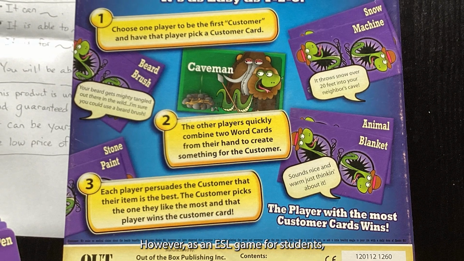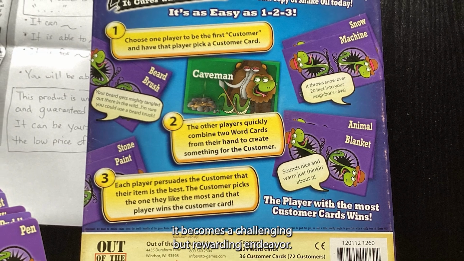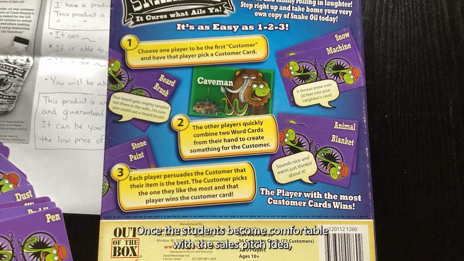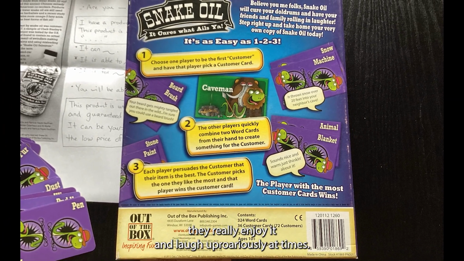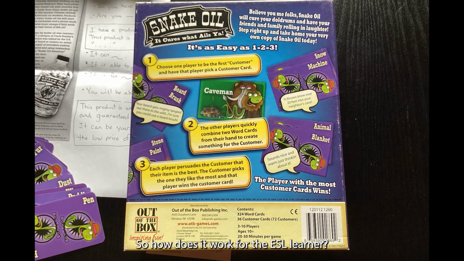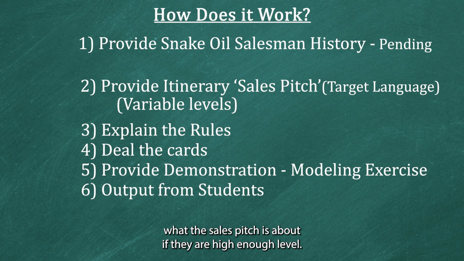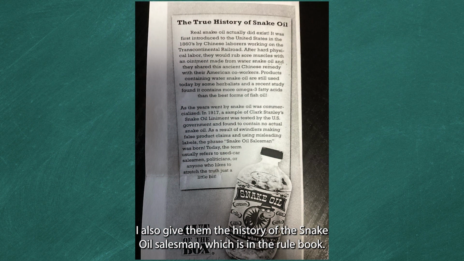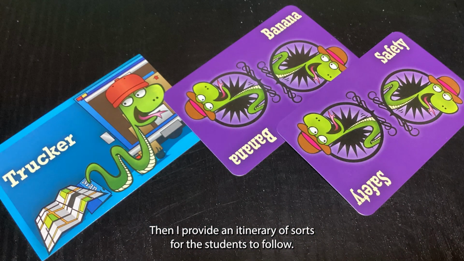However, as an ESL game for students, it becomes a challenging but rewarding endeavor. Once the students become comfortable with the sales pitch idea, they really enjoy it and laugh uproariously at times. So how does it work for the ESL learner? I always start off with explaining what the sales pitch is about. If they are high enough level, I also give them the history of the Snake Oil salesman, which is in the rulebook. Then I provide an itinerary of sorts for the students to follow.